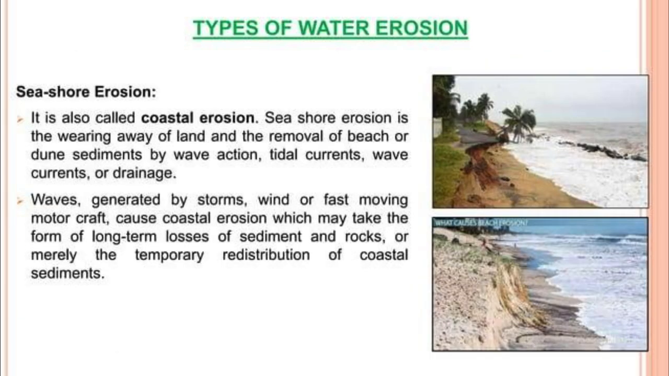Seashore erosion. It is also called coastal erosion. Seashore erosion is the wearing away of land and the removal of beach or dune sediment by wave action, tidal currents, wave currents or drainage. Waves generated by storms, wind or fast moving motor craft cause coastal erosion, which may take the form of long-term losses of sediment and rocks or merely the temporary redistribution of the coastal sediment.